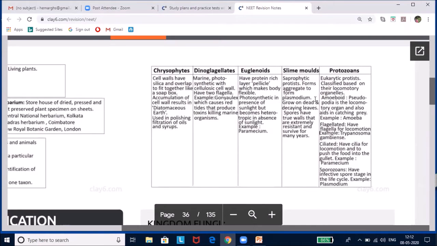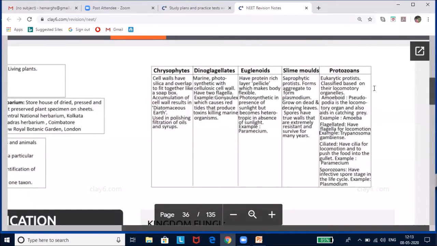Now slime molds, they are saprophytic protists. They form aggregates. In your textbook they have given it as plasmodium, but actually it is pseudoplasmodium. So you should have it as pseudoplasmodium, that is a false plasmodium. They grow on dead and decaying leaves. Spores have true walls that are extremely resistant and can survive for many years. That is the reason why when there are harsh conditions, these spores will remain inert. They do not get disturbed at all and they remain as they are. Once favorable conditions return, they will start germinating and then growing.